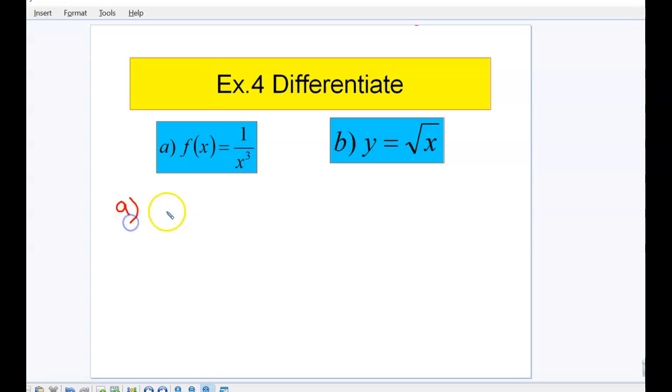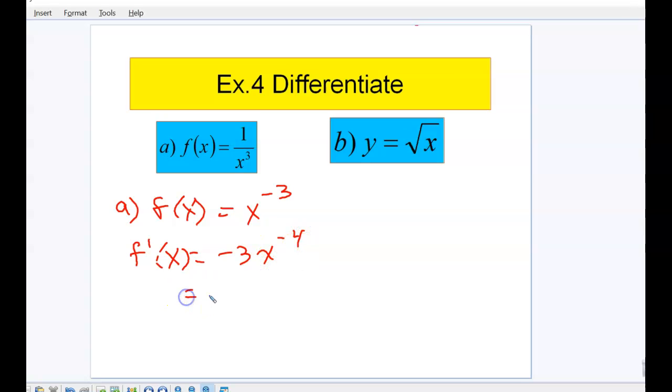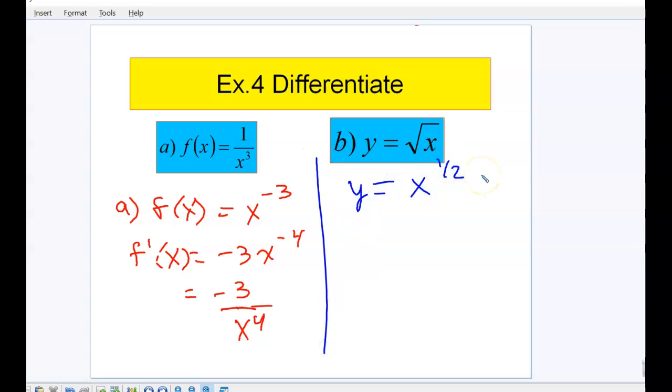So in question A, before I can take the derivative, I'm going to move that x cubed up to the top to become x to the minus 3. The derivative is going to be negative 3 x to the minus 4. And if we write this without a negative exponent, the x to the 4th could go down to the bottom, and that would be your final answer. For B, the first thing I do is get rid of my radical by writing it as a rational exponent. So now the derivative is 1/2 x raised to the minus 1/2, which is really 1 over 2x to the 1/2.